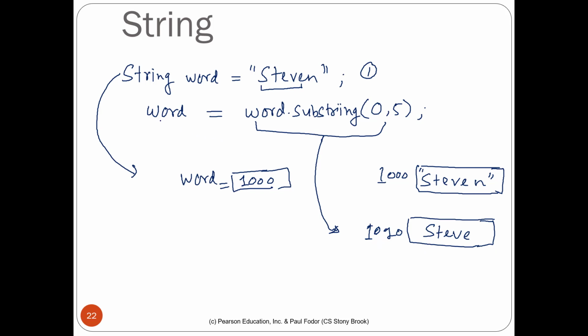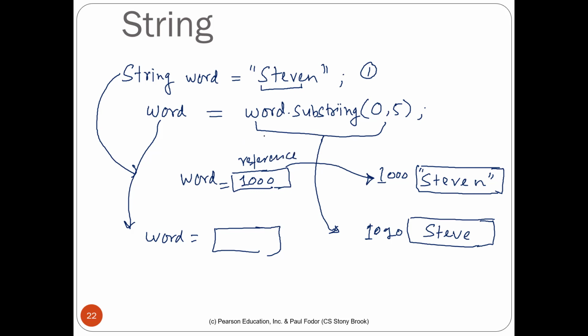And when you say that word is equal to the right hand side, then what will happen? In place of 1000, which was the address for Steven because of the first statement, where you said string word is equal to Steven, which created a string Steven at the memory location 1000, that address was stored in word, the reference. Okay, this is reference.